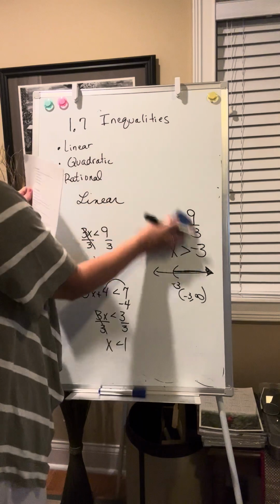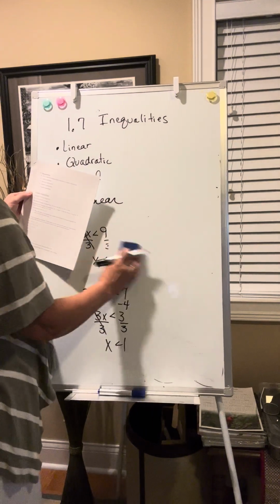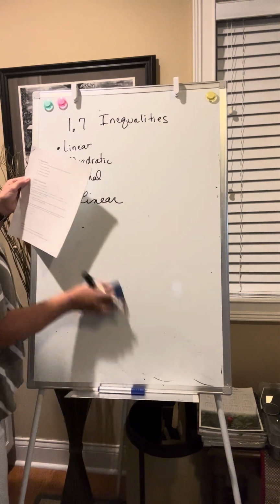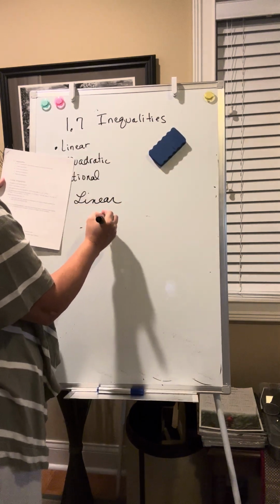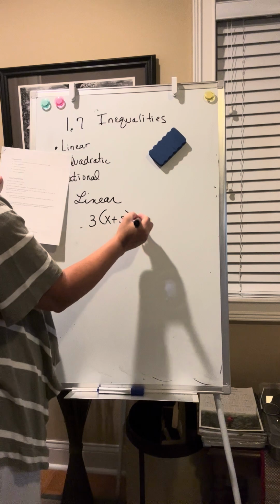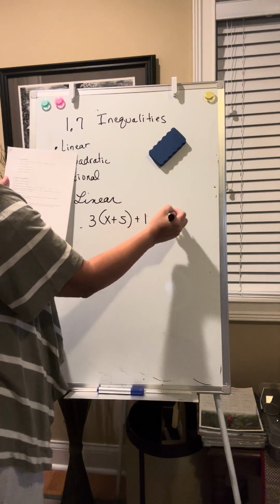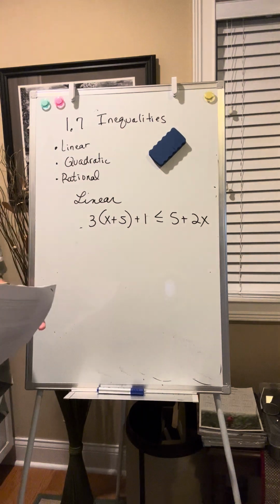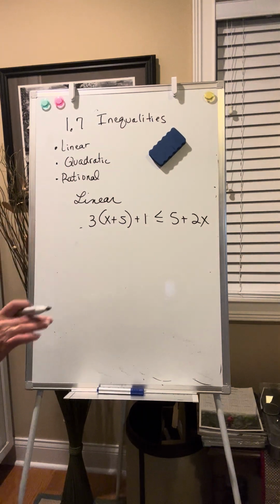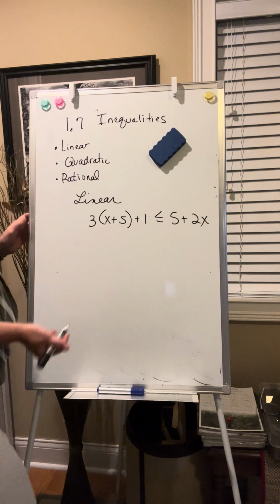All right, so let's try that. We've got an example on your handout. And again, these are the linear examples. And the rule for linear, really the only new thing about inequalities, is if you multiply or divide by a negative, you're going to remember to flip the inequality sign around the opposite way. All right, so let's see if that happens here.